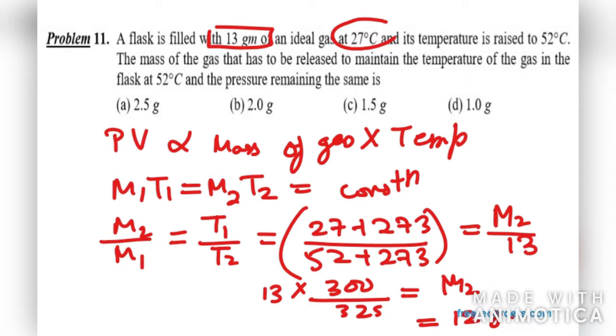But in this case, it says the mass of the gas that has to be released to maintain the temperature of the gas in the flask at 52 degrees Celsius and the pressure remaining the same. That means this mass has been released out. So you have to subtract m1 and m2. So it will be 13 minus 12, which is 1 gram. The right option in this case is D.